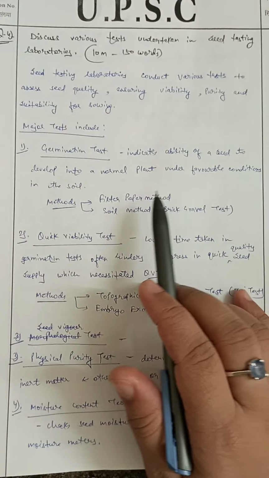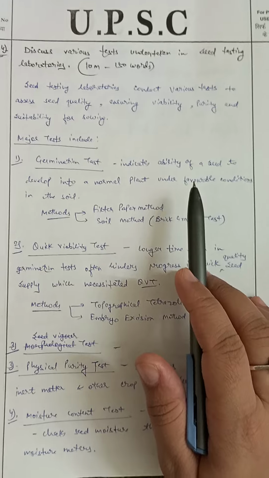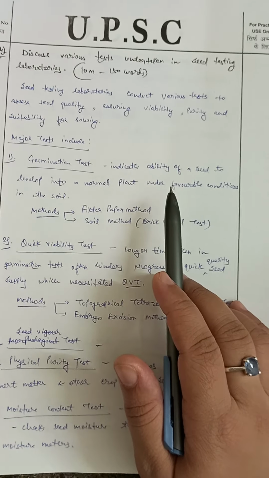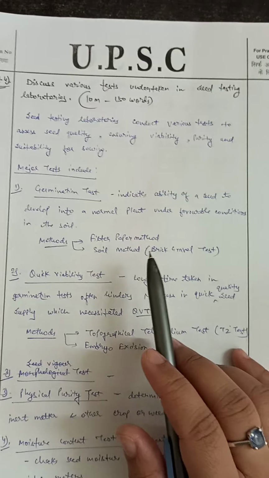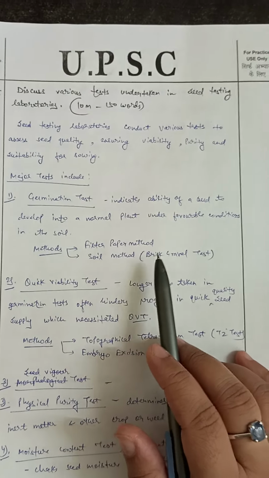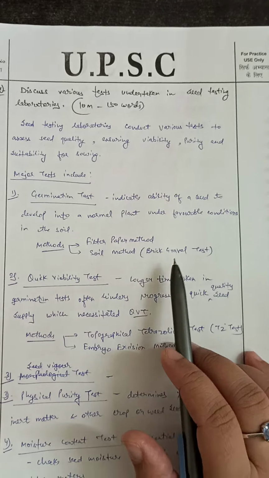Then the major tests include, number 1, the germination test. It indicates the ability of a seed to develop into a normal plant under favorable conditions in the soil. So the methods used here are the filter paper method and the soil method. In the soil method, we use the brick gravel test.